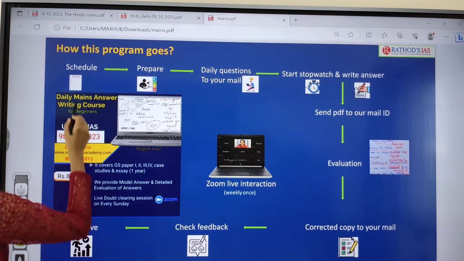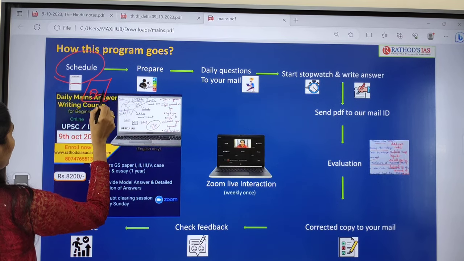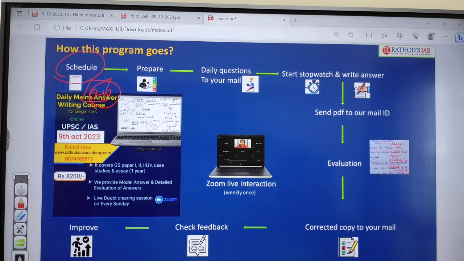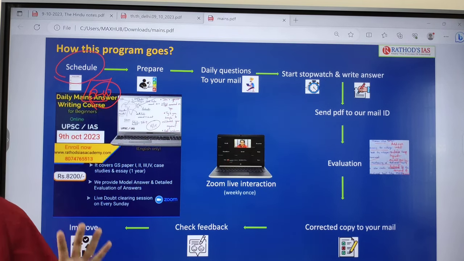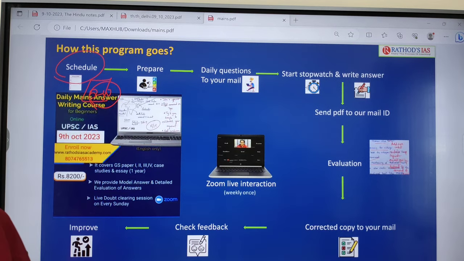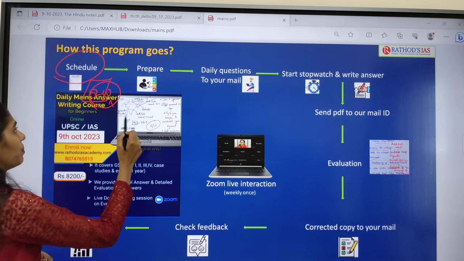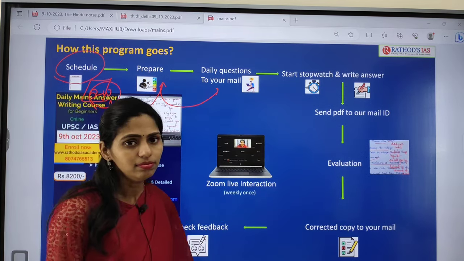First of all, we will be giving you a schedule. This is a 52 weeks schedule. Here we are going to give you a weekly schedule, showing which topics you have to treat that week. It will be around 3 to 4 chapters every week, and you have to prepare on that. And daily you will be getting one question.